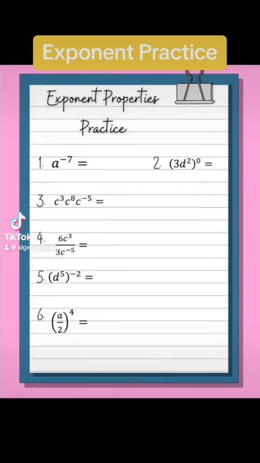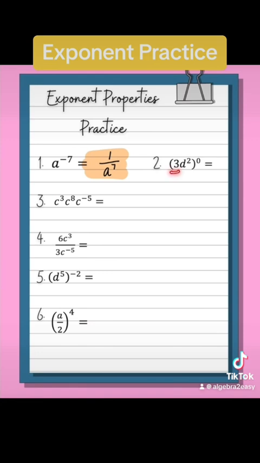Hey everyone, let's continue from our previous video and do some exponent properties and practice some problems. So let's take a look at number 1 here, a to the negative 7th. You're not allowed to have negative exponents, so you are going to rewrite that as 1 over a to the positive 7th. And that's all you can do.